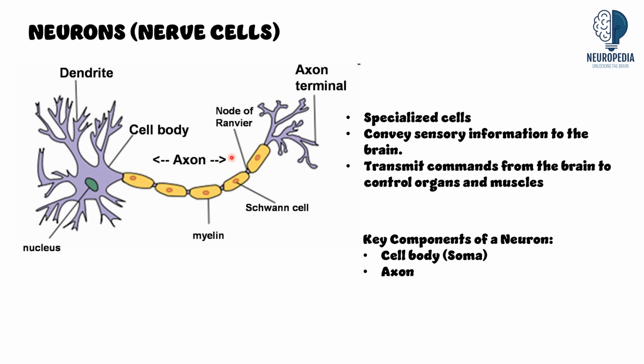Axon. The axon is a long cylindrical projection that you can see in this figure. So this part is the axon, and it carries electrical impulses away from the cell body, like from here to here, towards other neurons, muscles or glands.